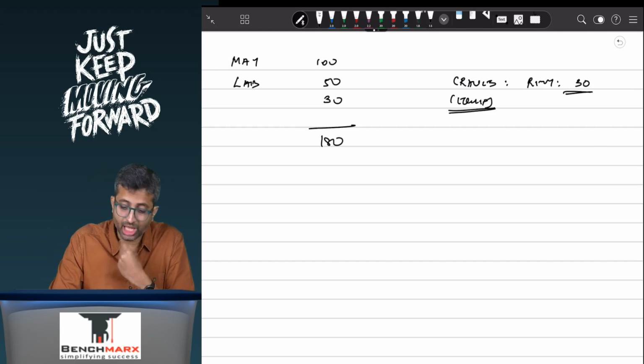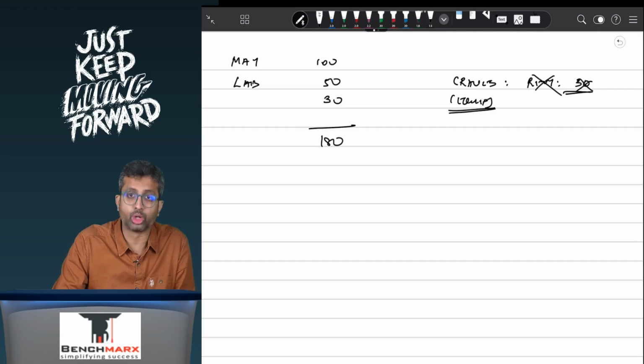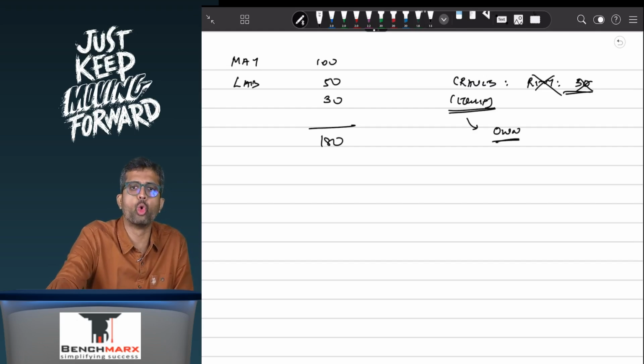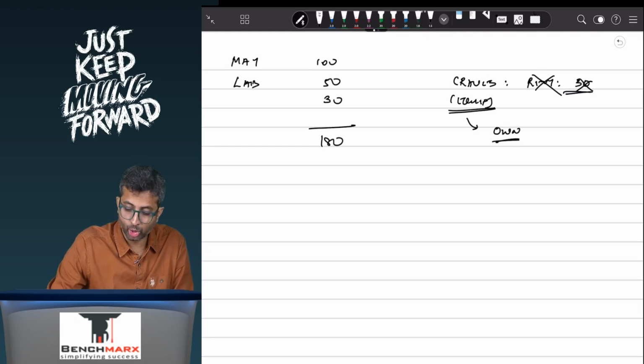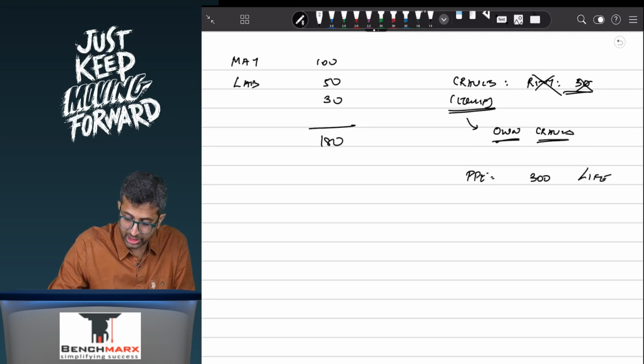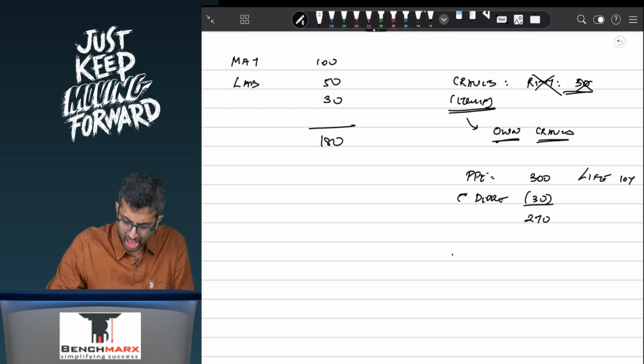Okay. Now, let us say you have not taken the cranes on rent, you basically own those cranes. If you were to own those cranes, what will you do? Let us say these cranes are shown as PPE and this is 300 and the life of these cranes is 10 years. In which case, in the current year, the cranes are ready for use, so there will be a depreciation and hence 300 minus 30, that is equal to cranes will appear at 270. Your entry will be depreciation account debit 30 to cranes 30.